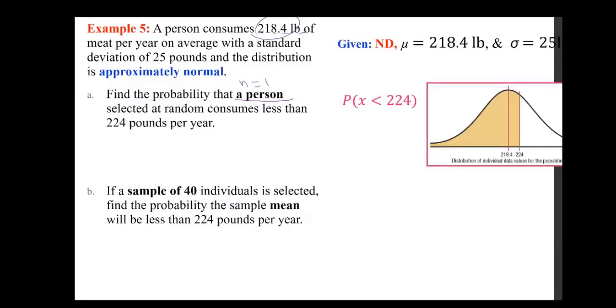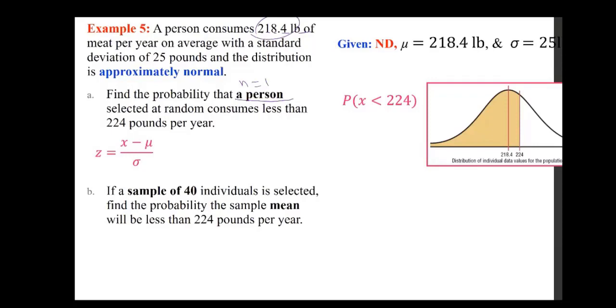Again, the graph tells you we are interested in finding this, and I'd rather have a graph with the z. So the very first thing, we use the z-score of x minus mu over sigma, and we calculate this. We replace the x with 224. Mu and sigma are found in the beginning.